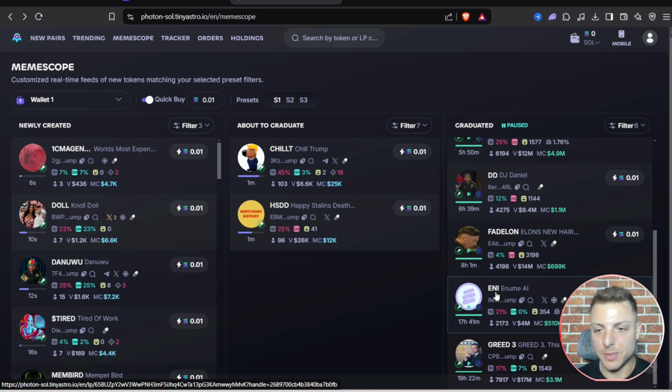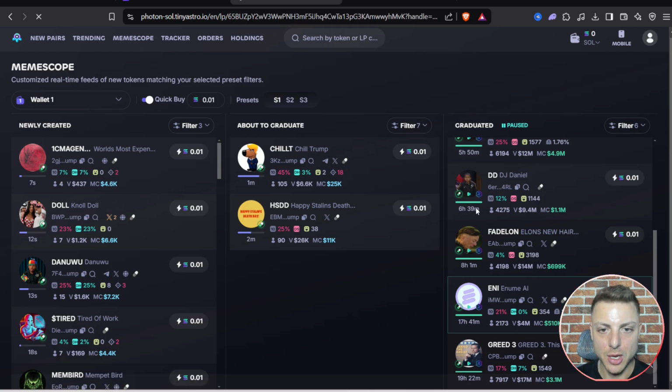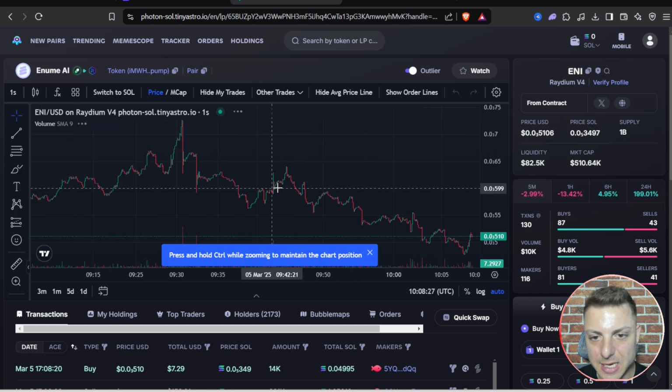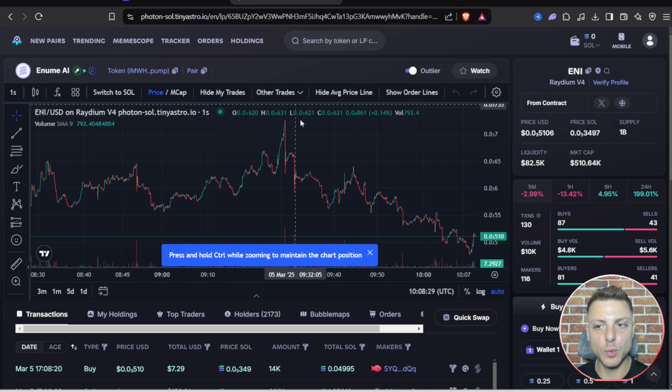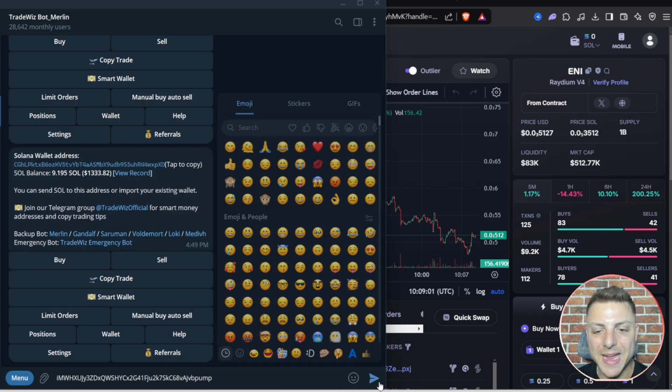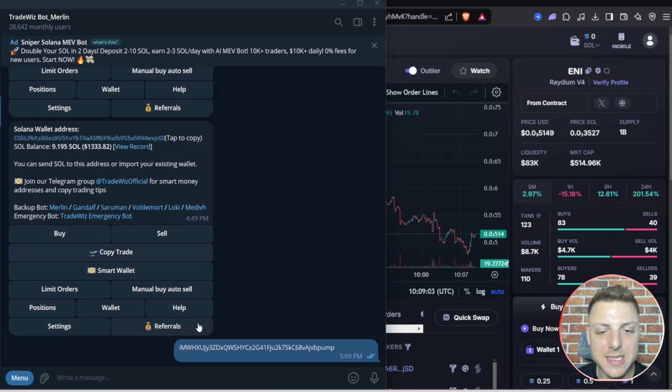Have we actually made a bit of a support to resistance flip on any of these coins? So I could open it up now and actually deep dive onto the 1 second chart. And when I was ready to actually trade it, because I'd just copy the contract address, I'd come over here to TradeWiz, I'd paste it in, and it'd be super easy to take a trade.